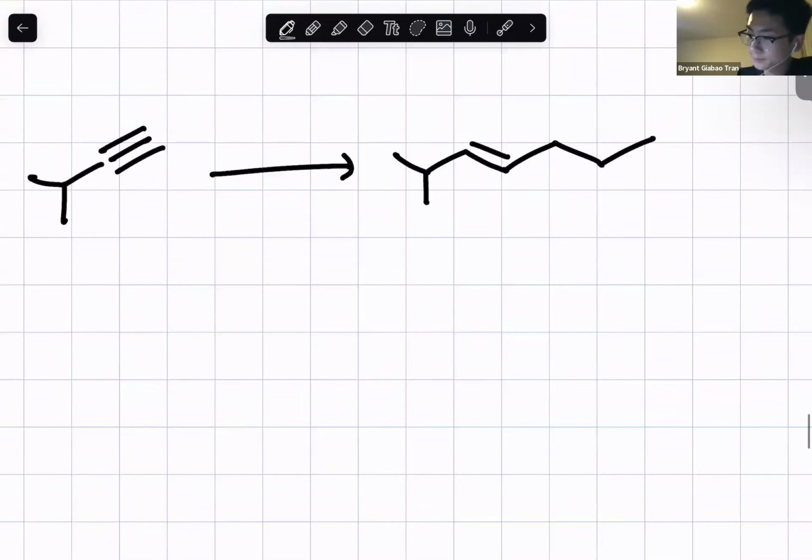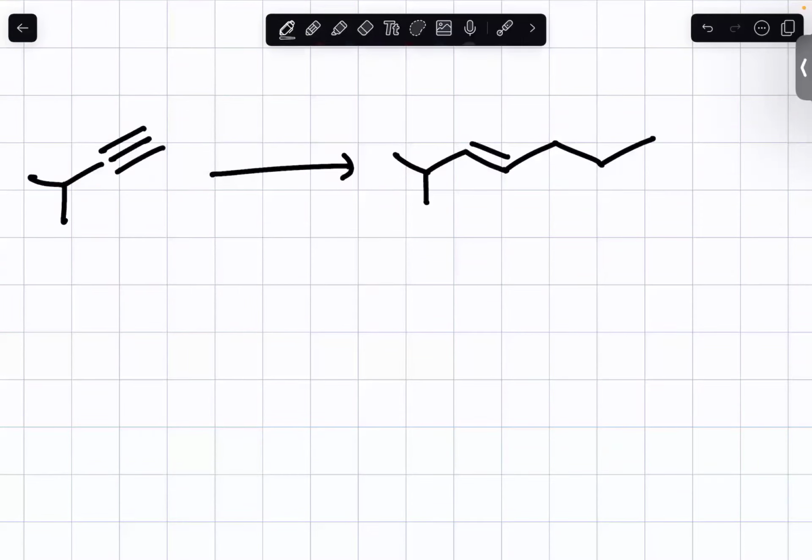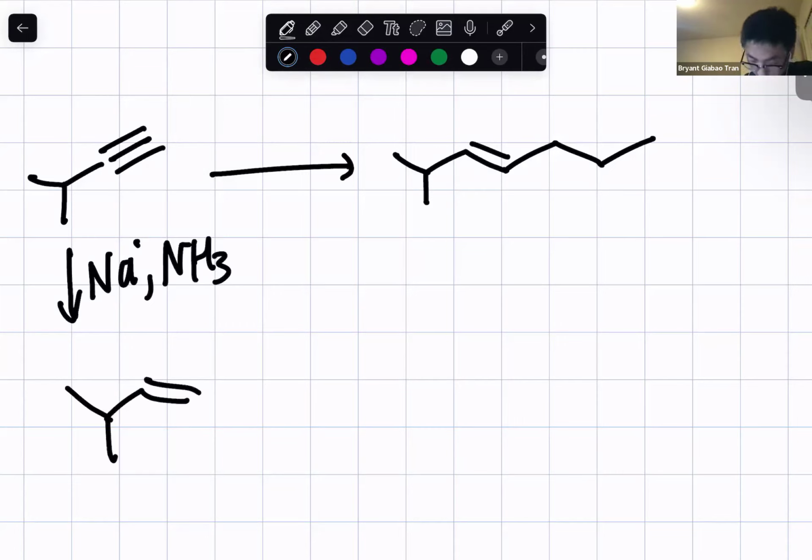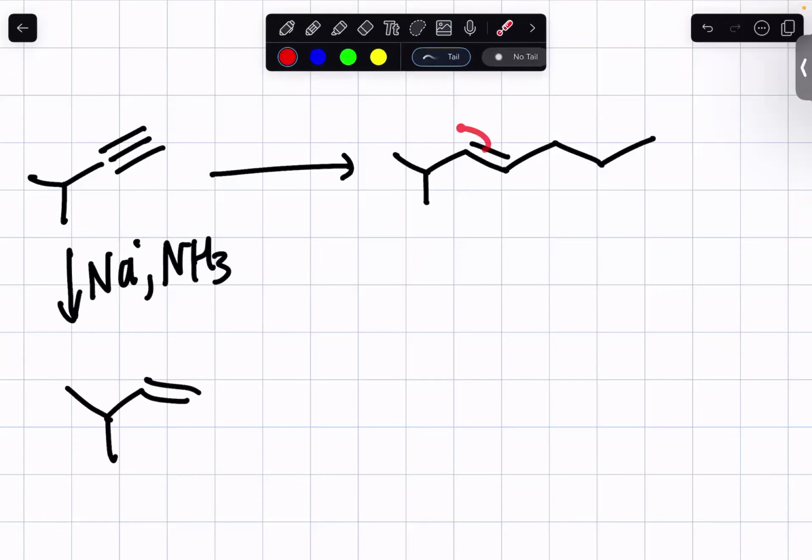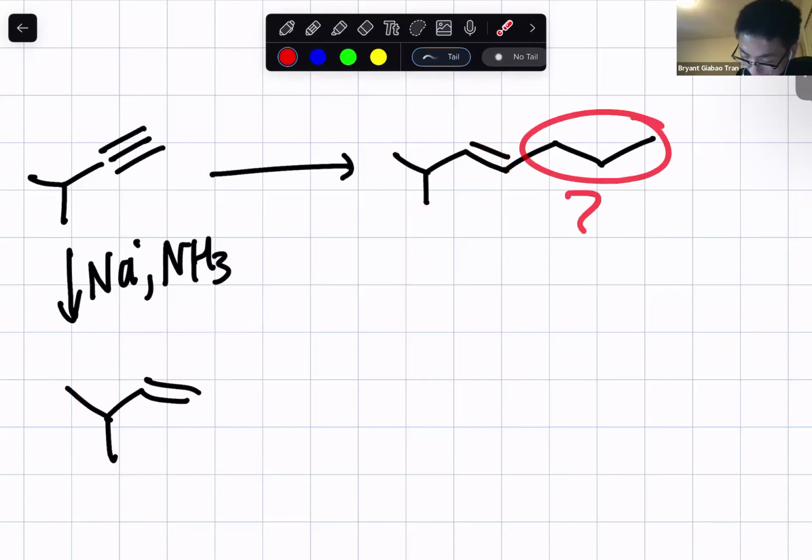I did NH2, NH3 for reduction, and that's right, NH3 reduction, alkene right there. Oh, wait, but how did we get this new group here?